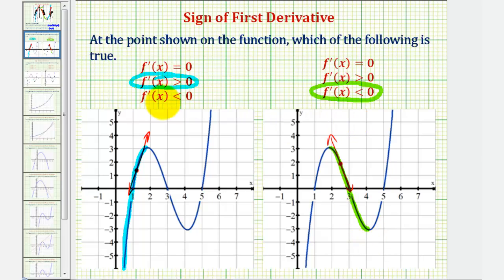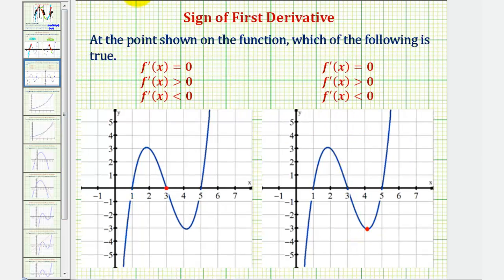Let's take a look at two more examples. If we sketch a tangent line at this red point, notice how the slope of the tangent line would be negative, and therefore the first derivative is negative at that point. And once again, notice how the function is decreasing over this entire interval here, going downhill from left to right. Therefore, the first derivative would be negative over this entire interval.